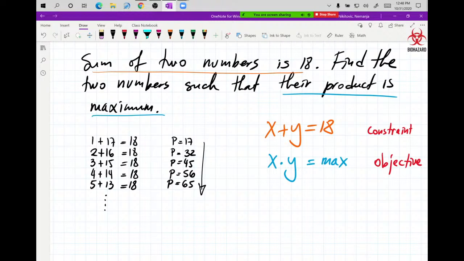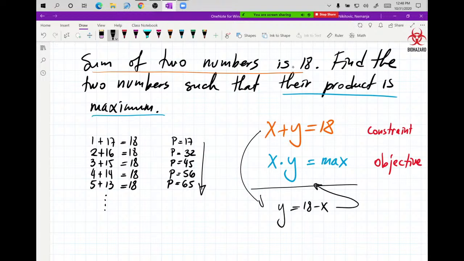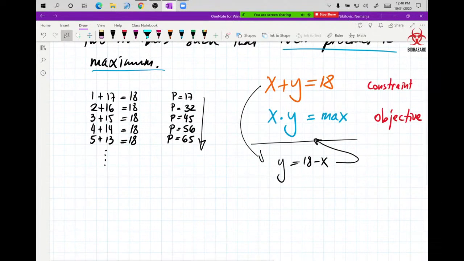So we are always going to have the objective equation, and we are going to have a constraint. So you are looking for the problem to have two equations from your text. And now the procedure to solve this is always the same. Take your constraint, solve it for one of the variables. I don't care which one. Then stuff that into the objective equation, and you will have x times (18 minus x) equals max.